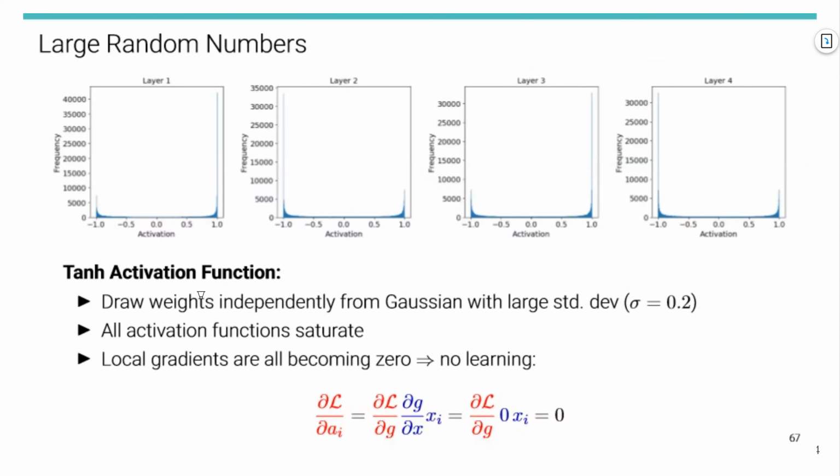And what about drawing weights with large standard deviation, like 0.2? In this case, what happens is weights are skewed to the two ends like this. And local gradients are going to become 0 as well, because all activation functions saturate. Therefore, no learning will occur, and we cannot train our network.